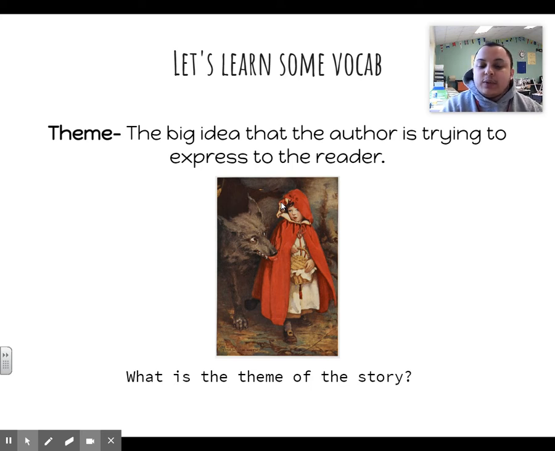The author wants us to learn that we shouldn't talk to strangers. But the author doesn't directly say that in the text, so we had to infer that. We had to come up with that with our own reader brains.